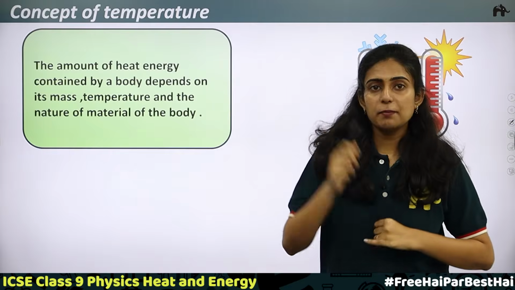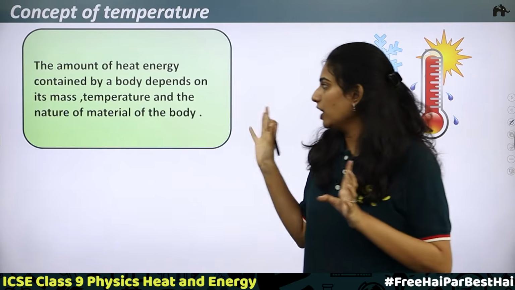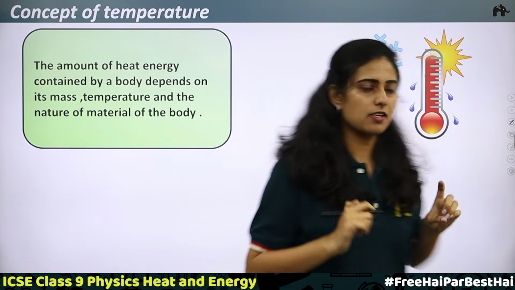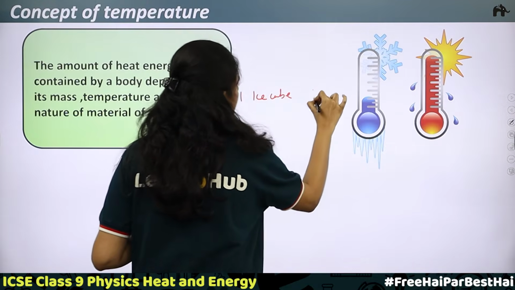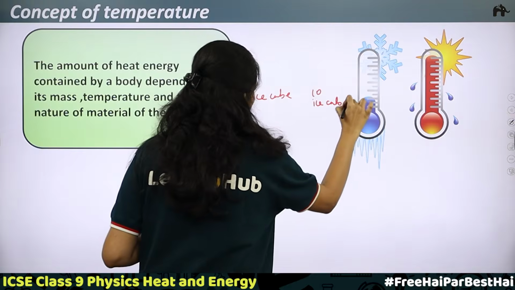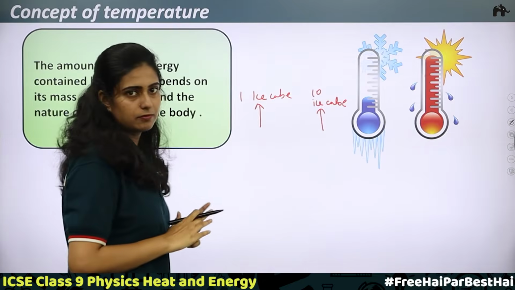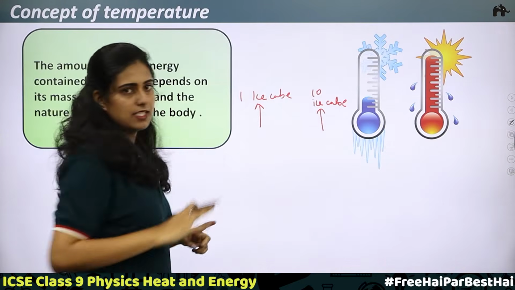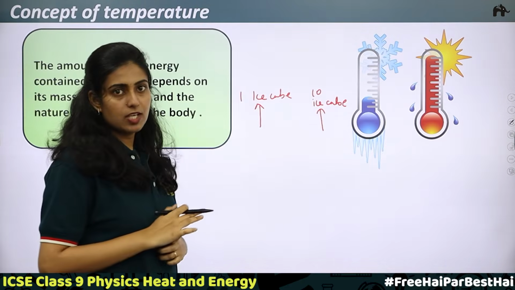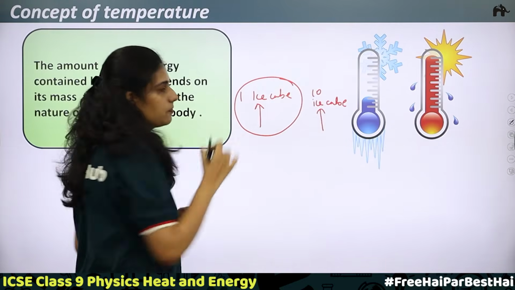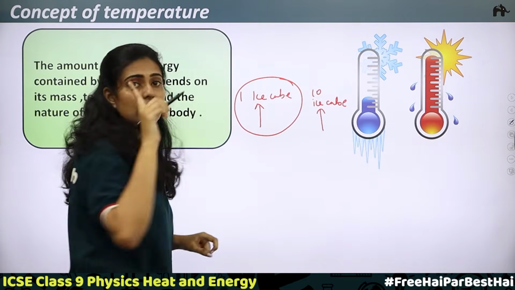Do you think temperature only depends on heat, or heat is only dependent on temperature? For example, if you take two bodies of different masses, let's say we have one ice cube and 10 ice cubes. You are supplying the same amount of heat to both of these. After 10 minutes, when you check the temperature, in which case will the temperature be higher? The temperature will be higher in the first case, because here the heat energy that we supply is given to only one ice cube.